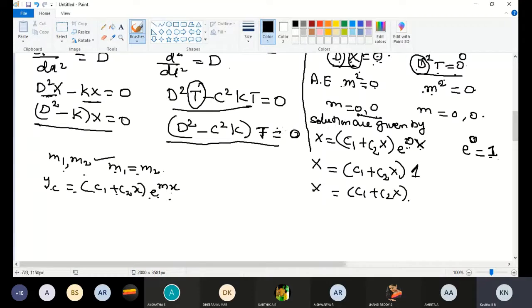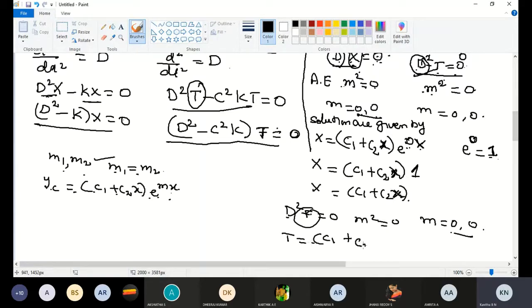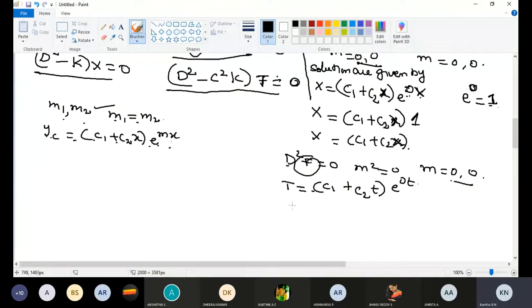Then one more solution is there. Observe, d square T is equal to 0, which means m square is equal to 0, which means m is equal to 0, 0. Here T is the variable. For d square T, the roots are repeated only. So T is equal to c1 plus c2 t into e to the power of 0t. e to the power of 0t is 1, so T is equal to c1 plus c2 t.